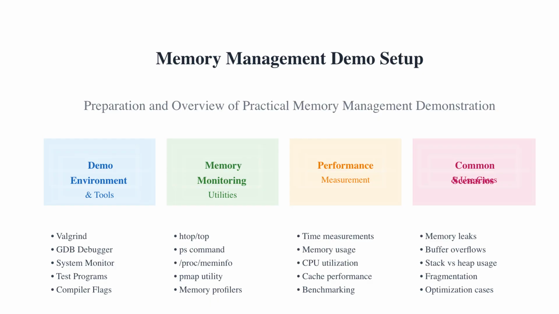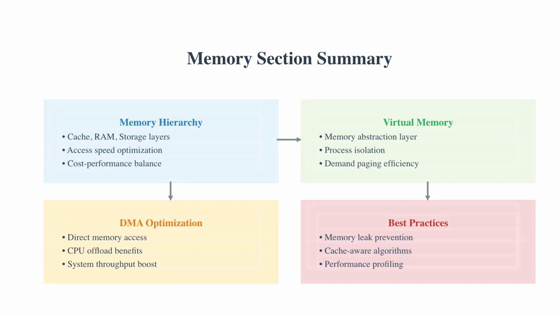Next, we have our memory monitoring utilities that will help us track memory usage in real time. We'll use htop and top for process monitoring, ps command for detailed process information, /proc/meminfo for system-wide memory statistics, and pmap utility to examine memory mappings of specific processes.